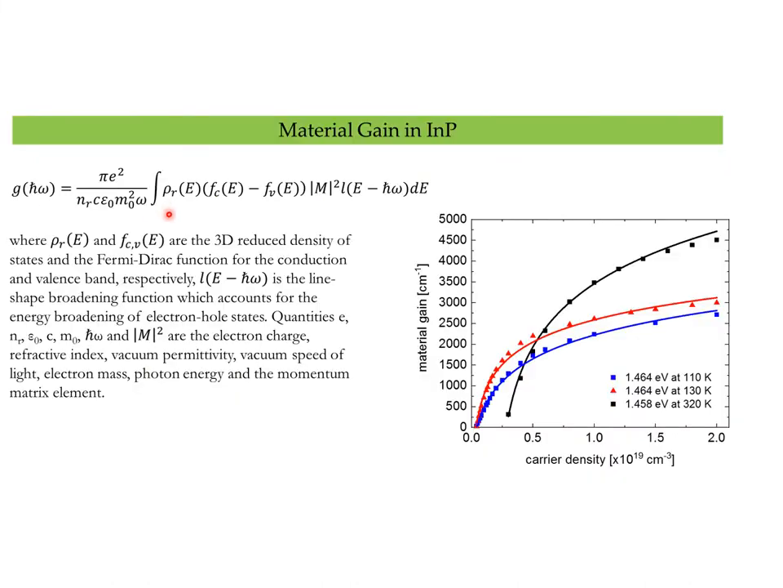The gain spectrum as a function of carrier density can be presented by the reduced density of states and the Fermi-Dirac function for the conduction band and valence band. The graph shows the gain of indium phosphide nanowires while heated up by the pulse laser at 77K, CW laser at 77K, and pulse laser at room temperature.